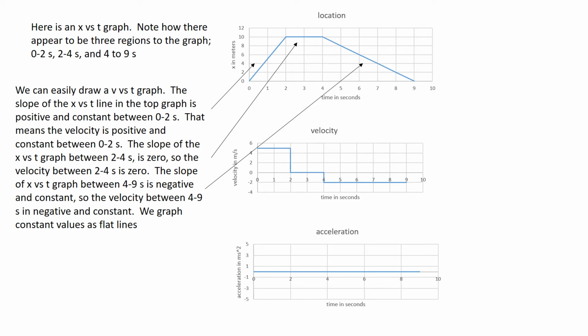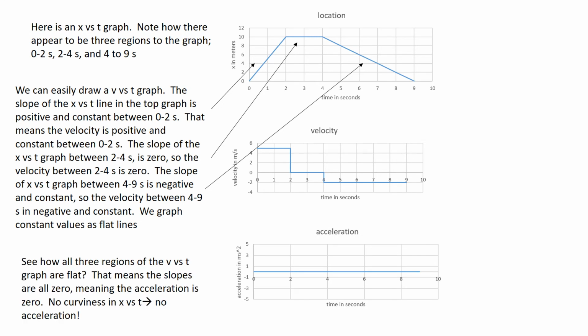Here's an acceleration versus time graph. Wow, look at that. All the regions of the v versus t graph are flat. That means the slopes are all 0. That means the acceleration is 0. No curviness in the x versus t graph, no acceleration.